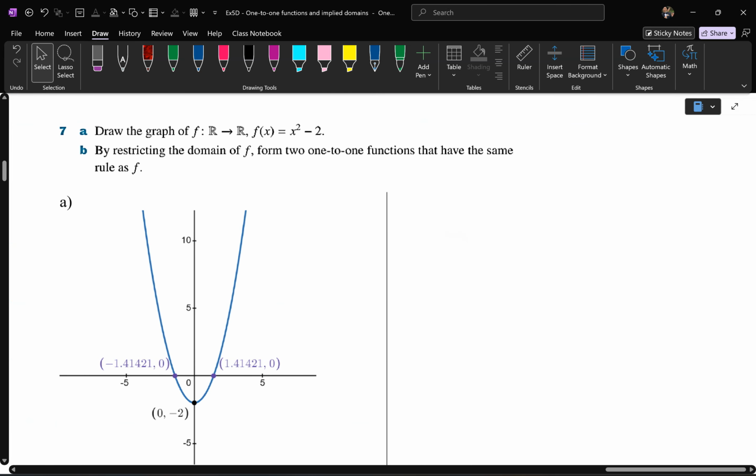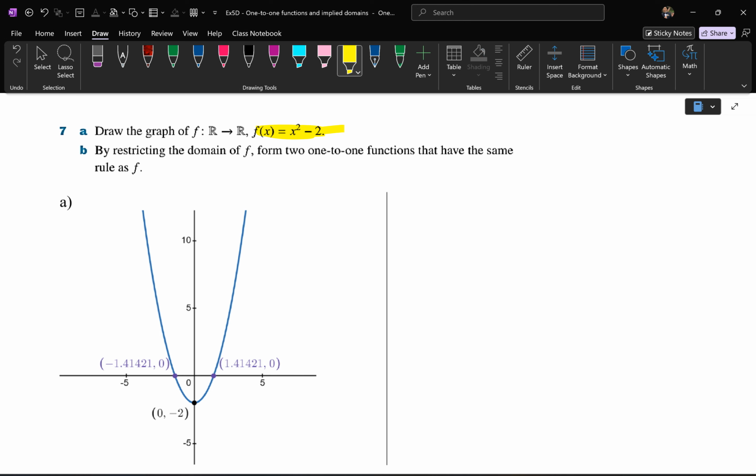Question 7a, I already sketched the graph for you, rather than going through the algebra. So this is chapter 3. You have to know how to sketch x squared minus 2. For me, I just looked at that and said it goes down by 2. So it went down by 2.